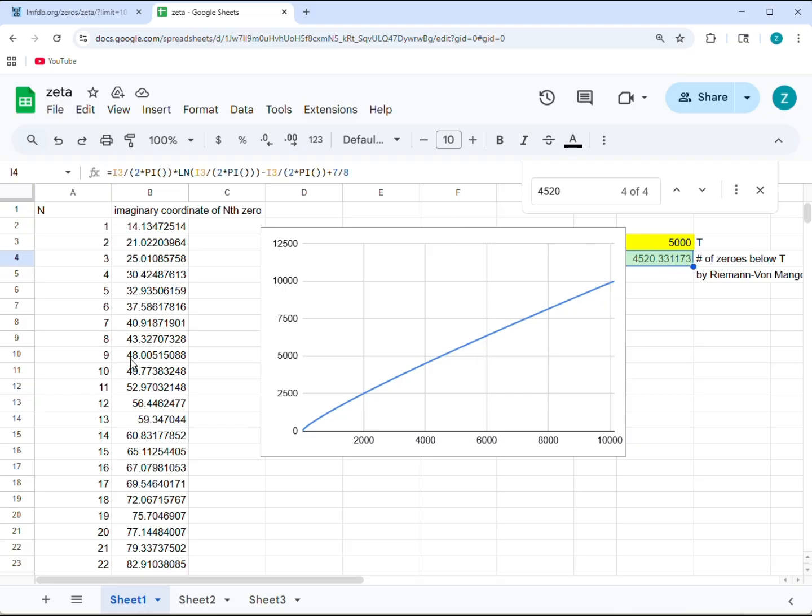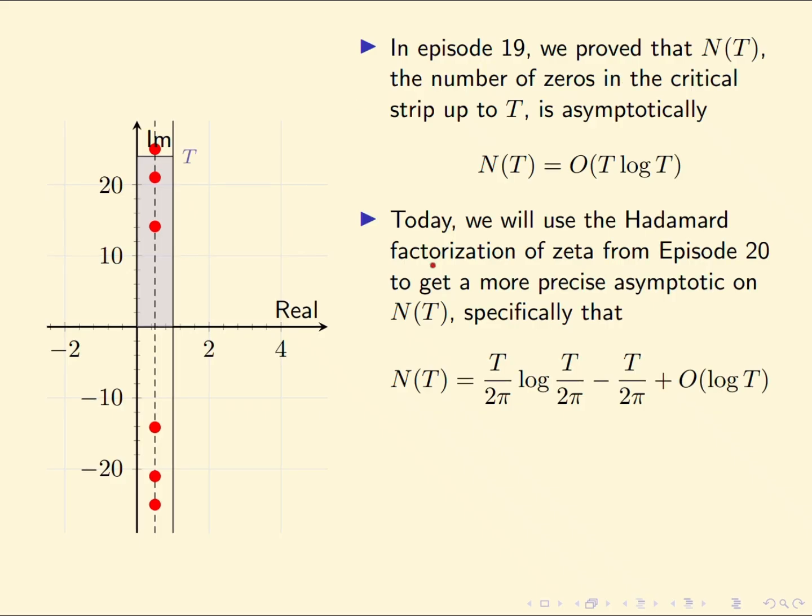Now, if you try this for other numbers, it's not always perfectly correct. It might be off by a few for some of these numbers. But you can see how accurate this formula really is. So there is a pattern to these zeros, even though they look kind of random if you just look at this. And that's what we're going to be proving today.